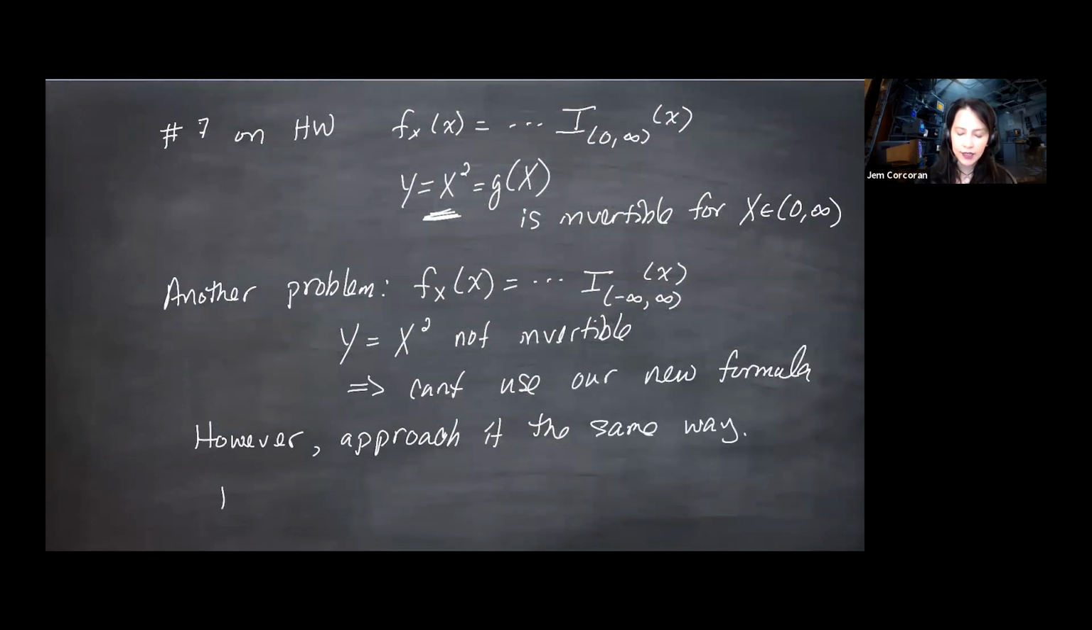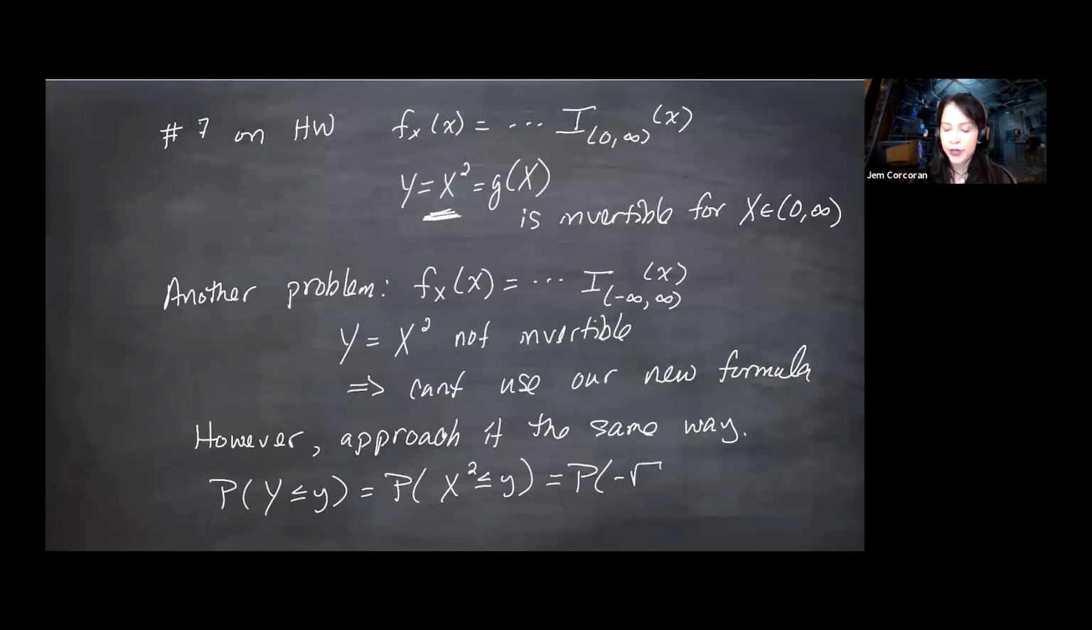I would go for the CDF of y, the probability that x squared is less than or equal to y, and then try to figure out what region this is in terms of x. In this case, it means that x is between the negative square root of y and the square root of y. And keep going, just do it.